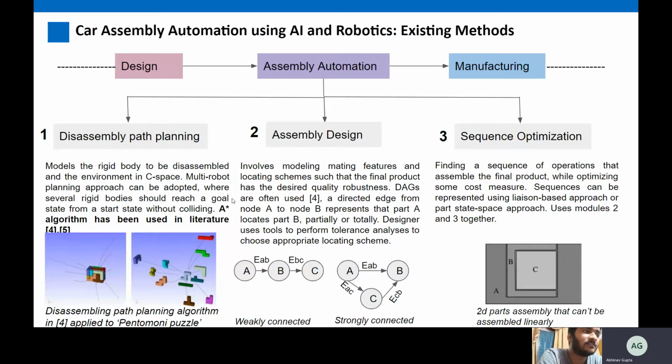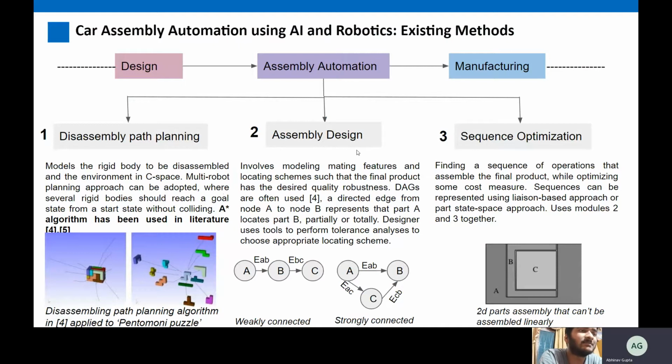In order to do that, in literature, the A-star algorithm has been used. And as you can see in the figure, this is the benchmark problem of the pentomino puzzle. An algorithm was proposed by the authors in these papers using A-star, and the final planning algorithm, when applied, could disassemble the pentomino puzzle into its individual parts.